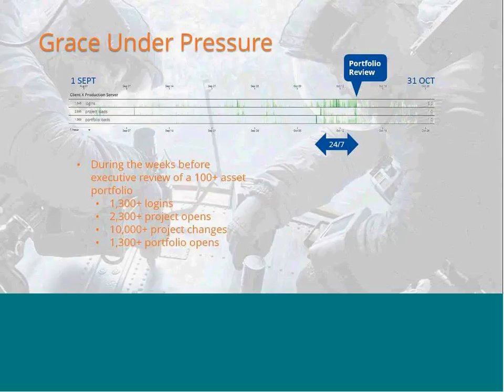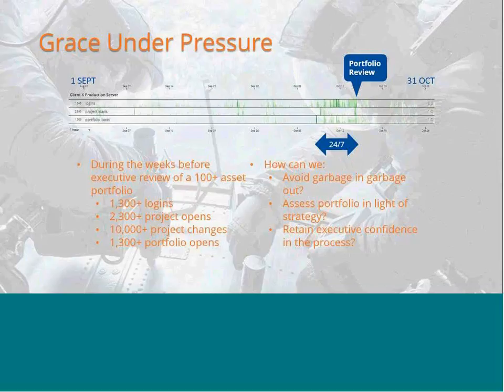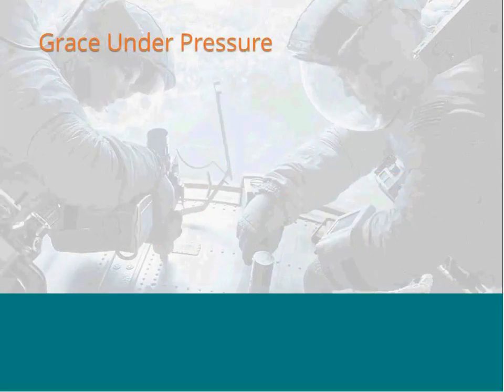So with all of that happening in the background, it's critical that you think about how to avoid garbage in, garbage out, assess the portfolio in light of the strategy, and retain executive confidence, and make sure that the executives, even with all of this velocity of change, have confidence in the process and the numbers that they're looking at and using to make multi-million-dollar decisions. So how do we do this?